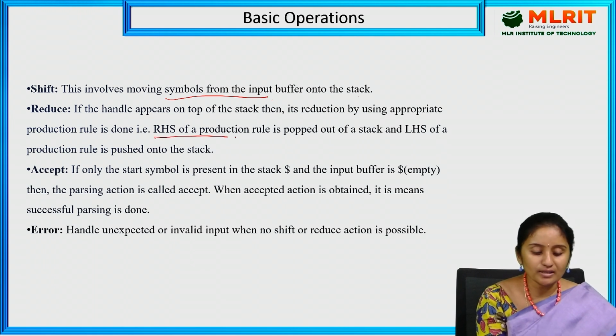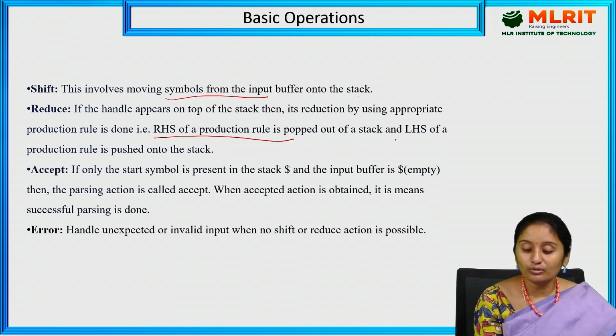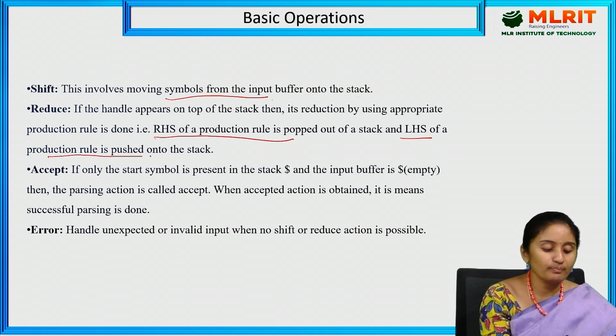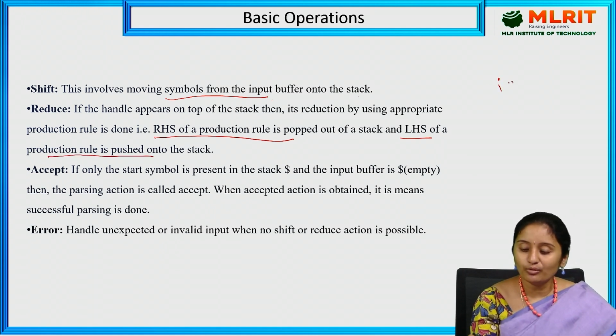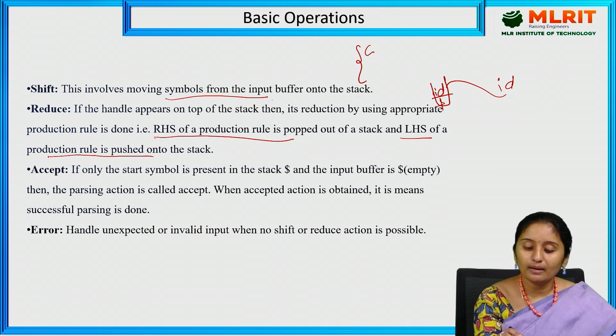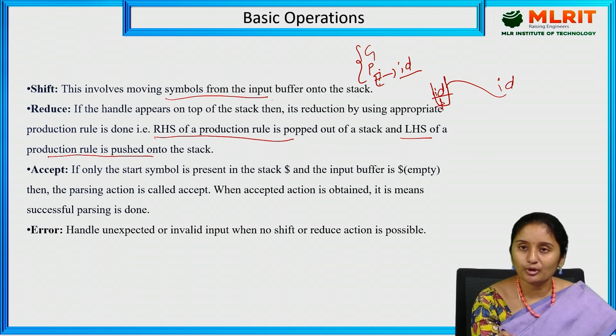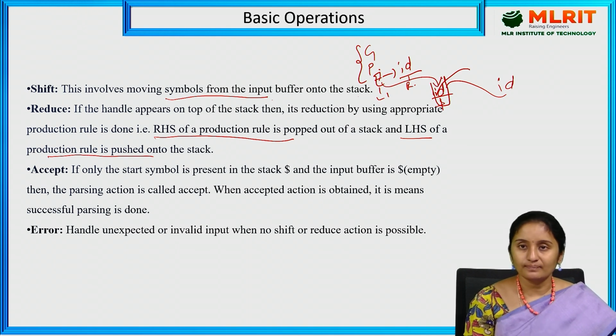In reduce, the RHS of a production is popped out of the stack and the LHS of the production rule is pushed onto the stack. For example, if I move ID onto the top of the stack, and I find ID in my production, E tends to ID, then I replace the RHS with the LHS. That is, pop ID and push E onto the stack.